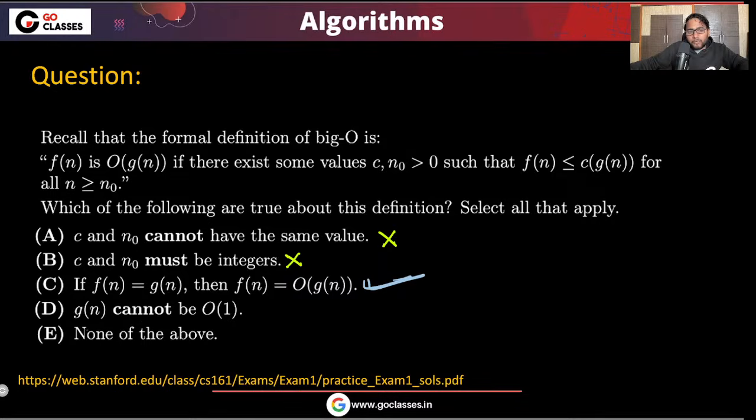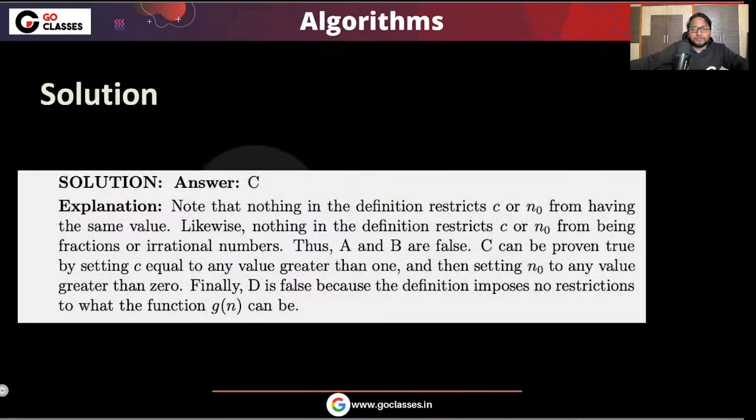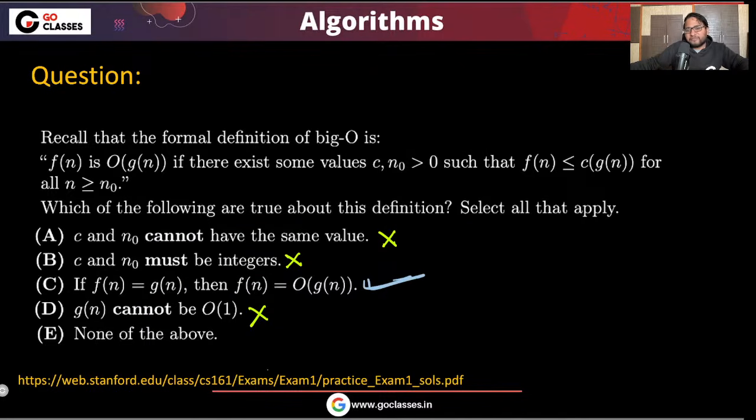g(n) cannot be order of 1. Okay, no, it can be order of 1. It can be constant also. It is not the case. So none of them. So what is the answer? C is the answer. Okay, C is the answer here. Let's just see. So the answer is C. This question I have taken from Stanford. Okay, basic definition question.